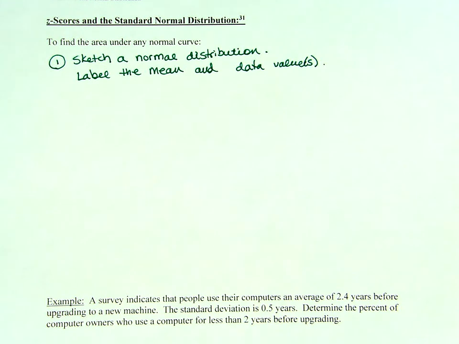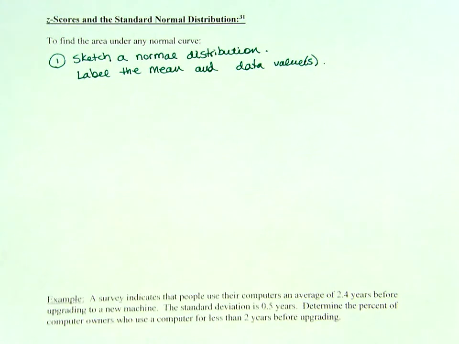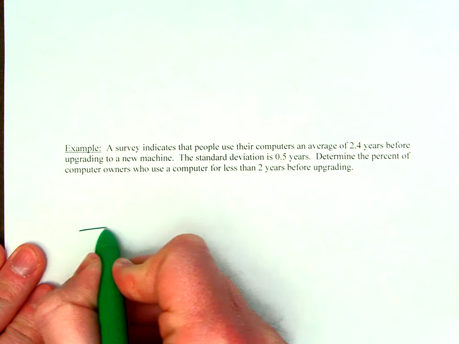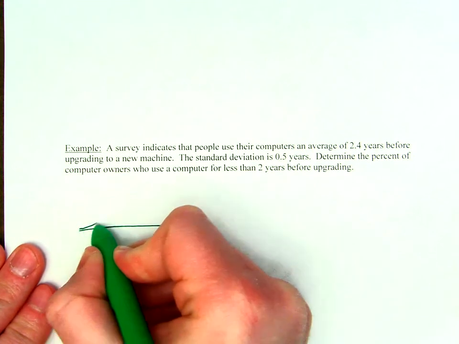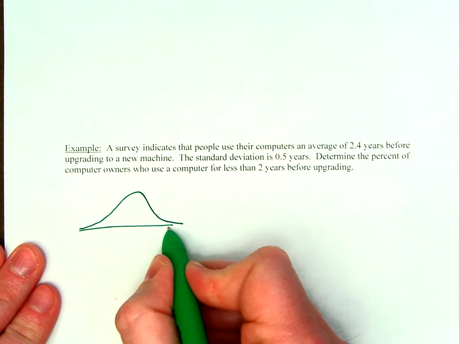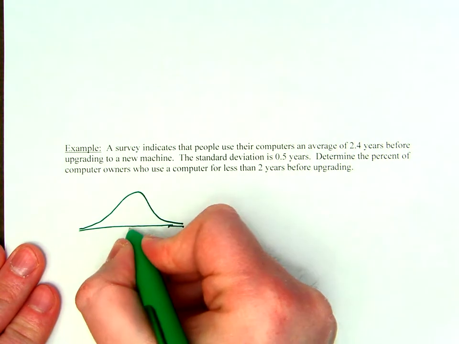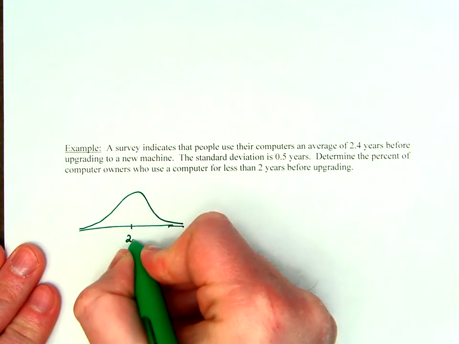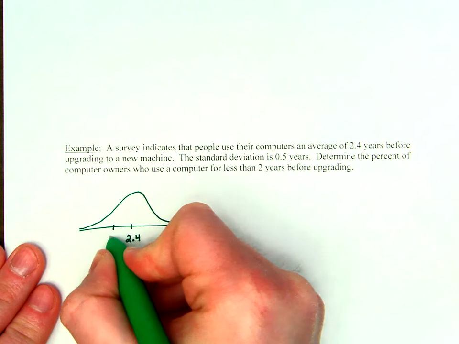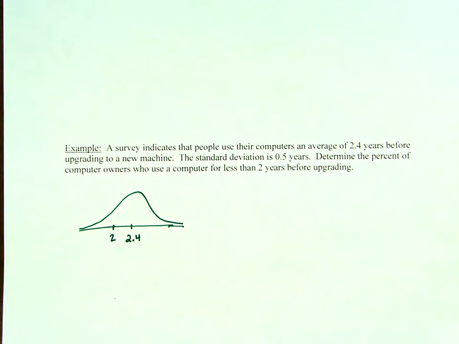As usual, if I'm going too fast for you, push pause anytime throughout this video to help you get caught up. Back to our example down here, I'm going to sketch a normal distribution. What's the mean amount of time that someone owns a computer before they upgrade? 2.4 years. I want to figure out the percent of people who own a computer for less than 2 years before upgrading. So I'm going to put a tick mark at 2.